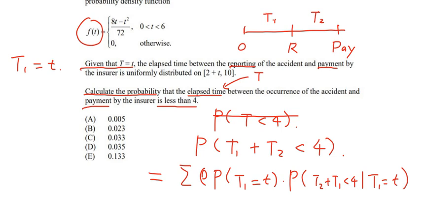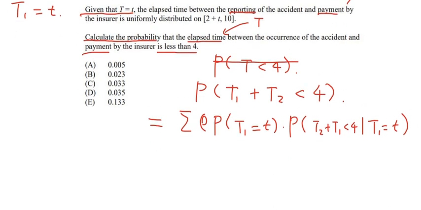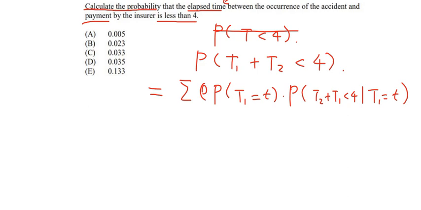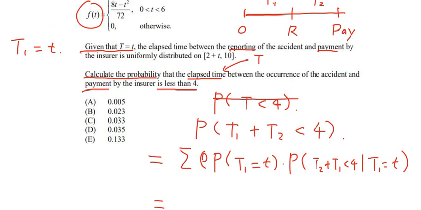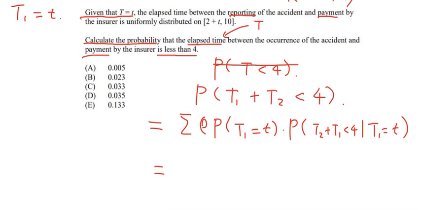So this T1 has a continuous distribution, so the summation becomes an integration. So T1 equals t, and this is the density function, 8t minus t squared over 72.